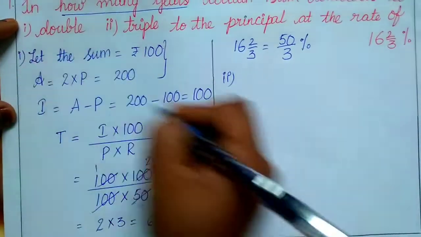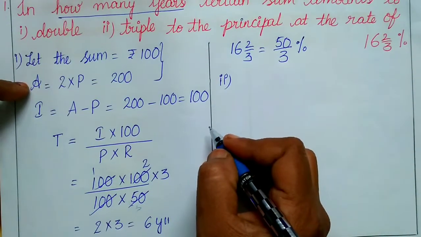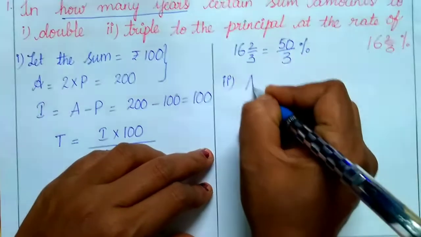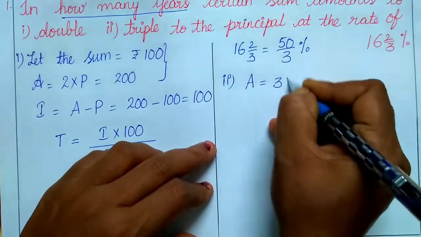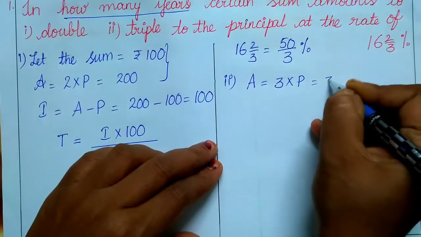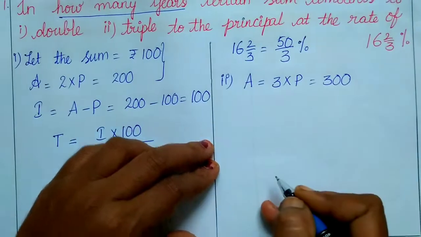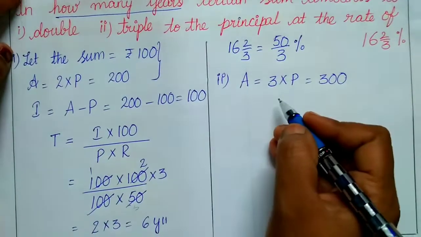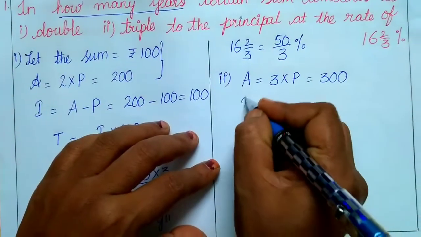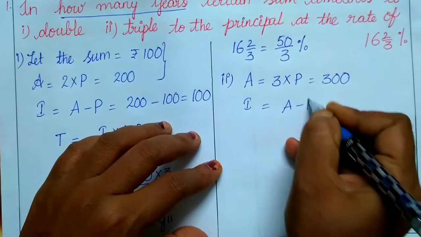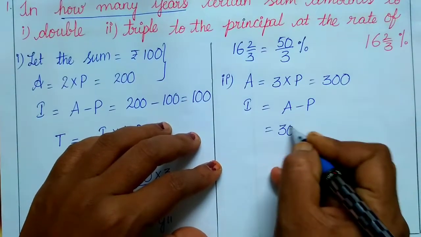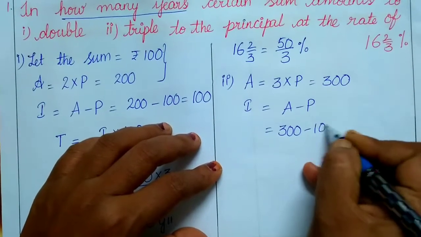In the first case, the amount is double that of the principal, and in the second case, the amount will be triple that of the principal. Triple means 3 into principal. So 3 into 100 is 300. This is the amount. And we already know the principal, which is 100. Now, interest is equal to amount minus principal. So 300 minus 100 is 200.